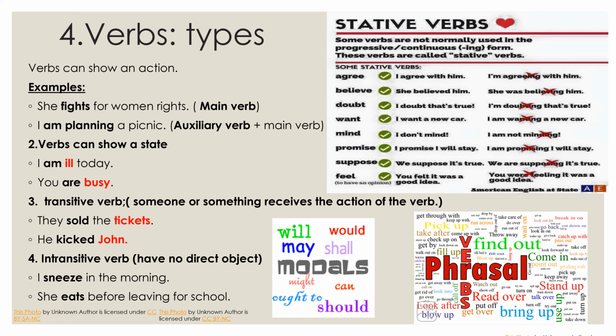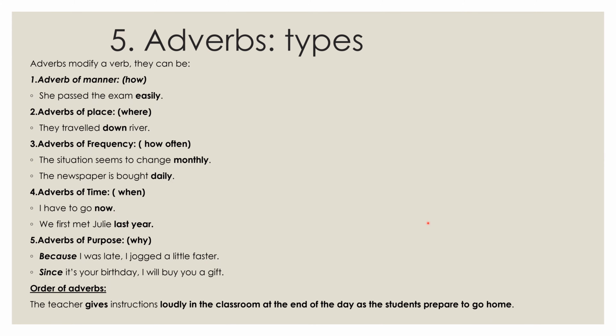But verbs alone cannot give a proper sense. They are helped by adverbs. So adverbs always add some more information to a work done. They can be adverbs of manner when they tell us how some work is done. She passed the exam easily. So this easily is showing how the passing work was done. Ly adverbs are mostly such adverbs.